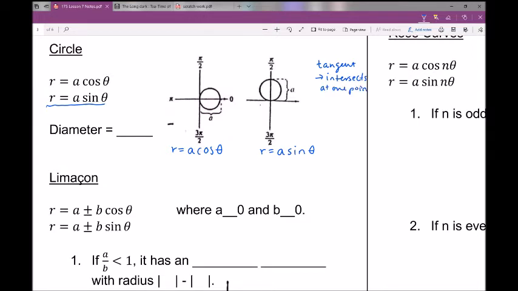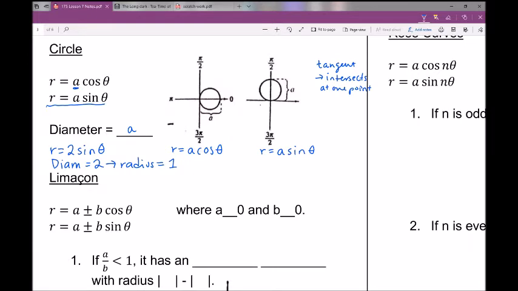And the diameter of the circle comes from that constant a that you're multiplying by either the sine or cosine. So in the previous example, we had r equal to 2 times the sine of theta. What that equation tells us is that the diameter was equal to 2, which means the radius is equal to 1. So we actually didn't have to plug in all of those values to figure out what the radius was, but that gives you an idea of where it comes from.